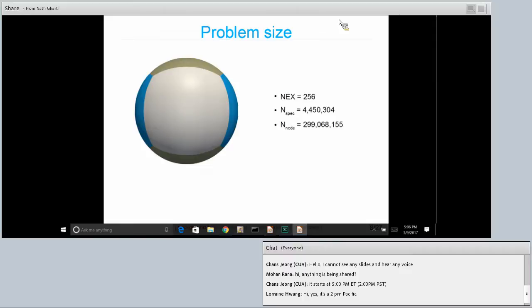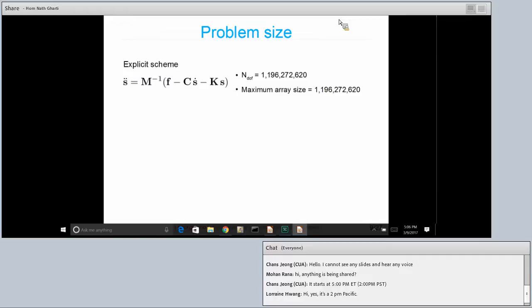Now, SpecFEM 3D Cartesian and SpecFEM 3D Globe solve only the explicit time scheme problem. That means we basically invert the mass matrix, and the matrix-vector multiplications such as K u and C u dot can be achieved in an element-by-element fashion. The mass matrix in the spectral element method is always diagonal, and that's why the maximum array size that we will be dealing with is just the number of degrees of freedom, which is more than 1 billion.